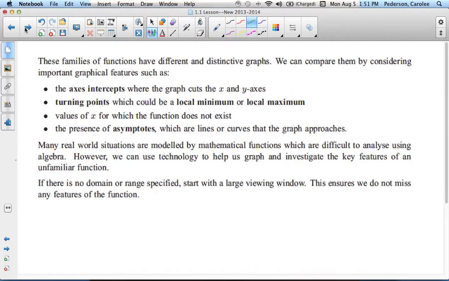Here are some key points for you to know. We do want you to find some of these pieces: the intercepts, the turning points, which are our local maximums and minimums, like where is the highest point or lowest point on the graph. Values for which the function doesn't exist, so those are your domain restrictions. And any asymptotes that exist, those are the lines the graph approaches.